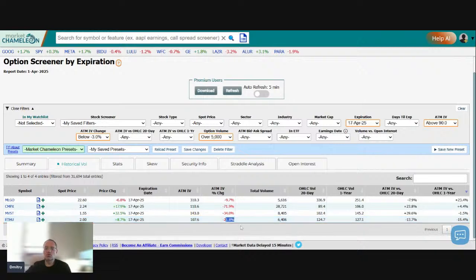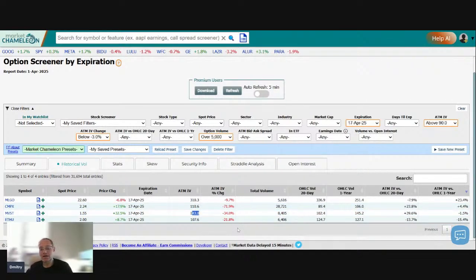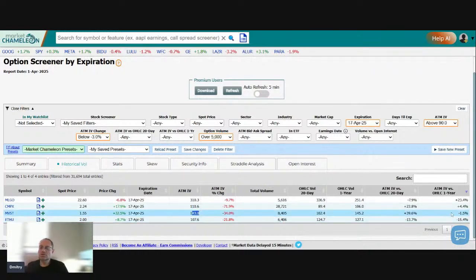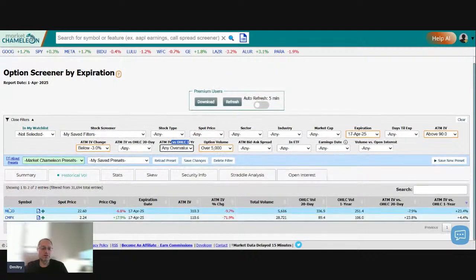All right, so these are where we're still above the 90 IV, as you can see over here, but the implied volatilities are coming in on the day in those expirations. And let's say we wanted to see if they're still above their historical long-term average, right? We could look at this at the money IV, and we'll just say above, let's say any amount. Okay, so now we have two.